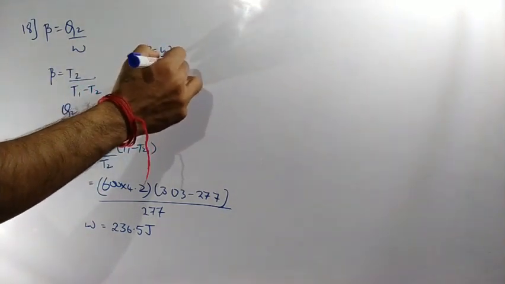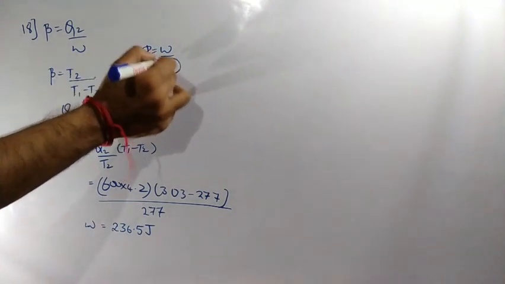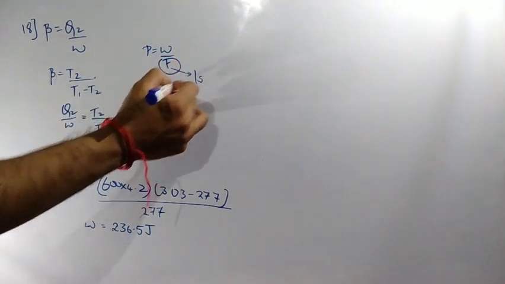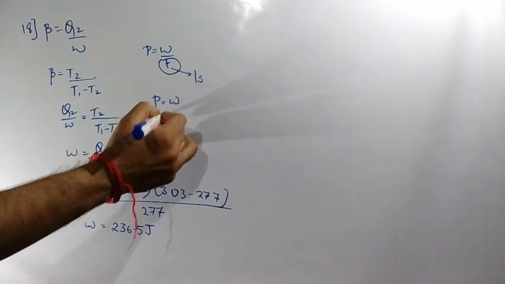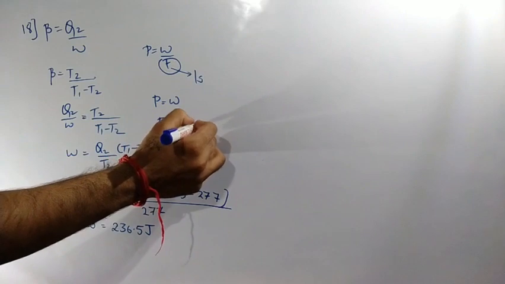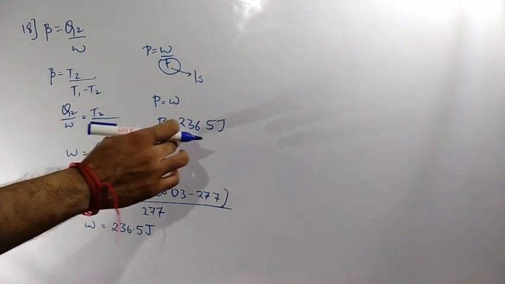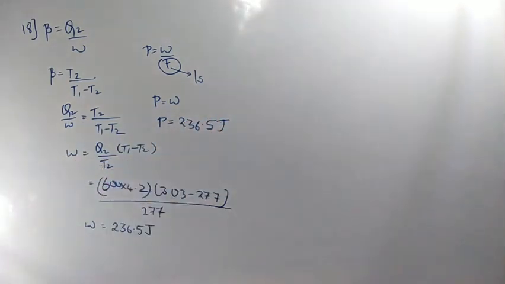They are talking here about a 1 second analysis. That's why P is equal to W, and the W value is 236.5 joules. Clear? So the P value we got is 236.5 joules. Clear? Getting or not? Okay, now next question.